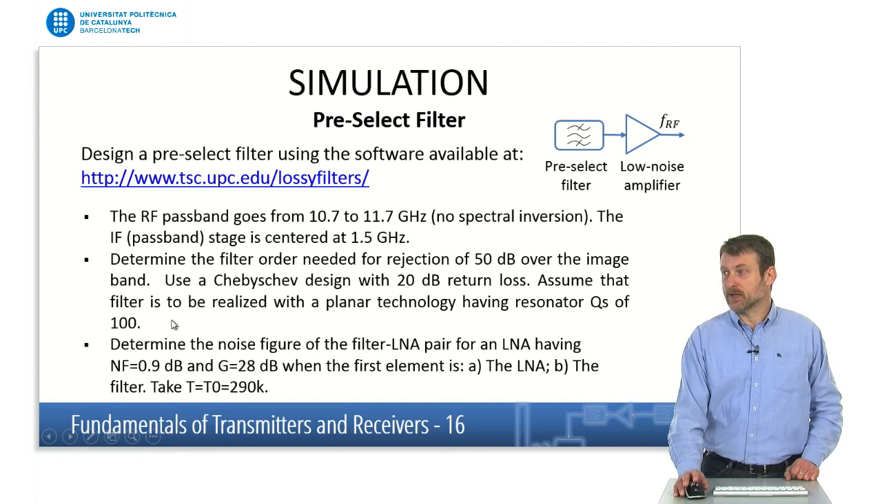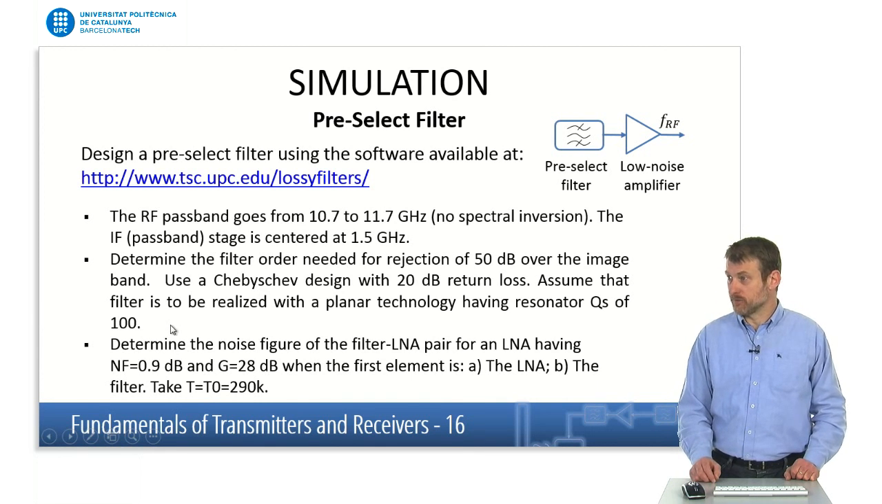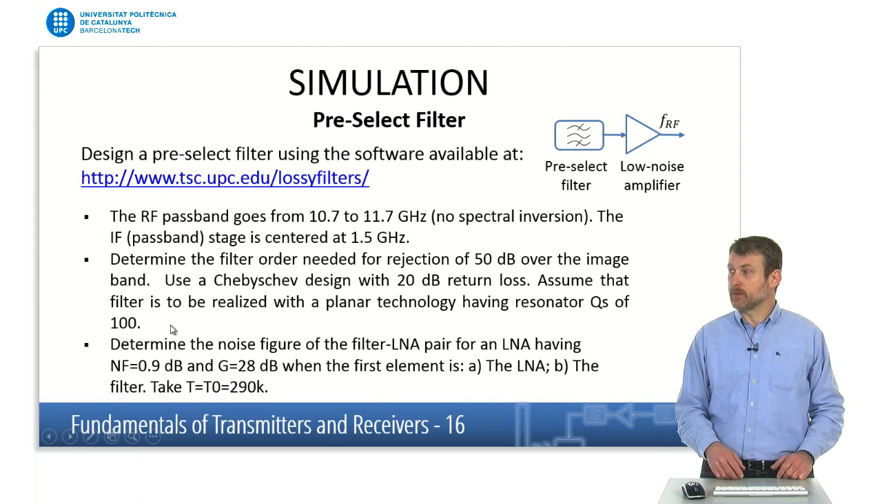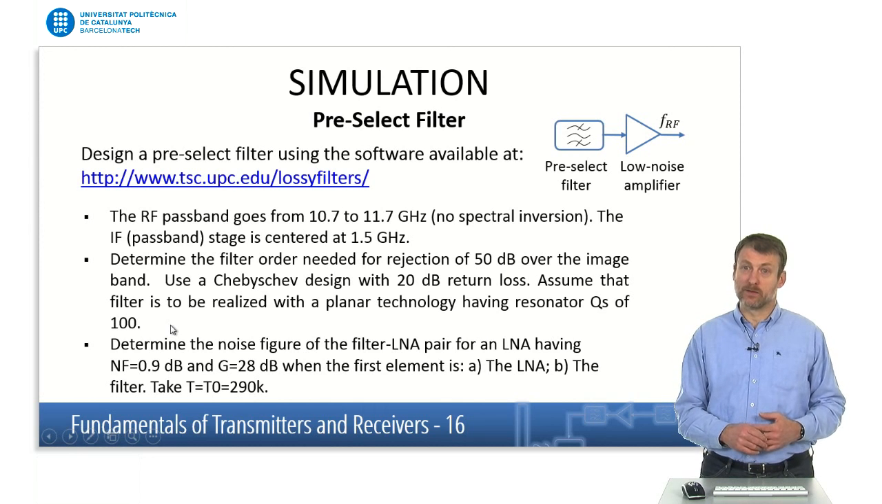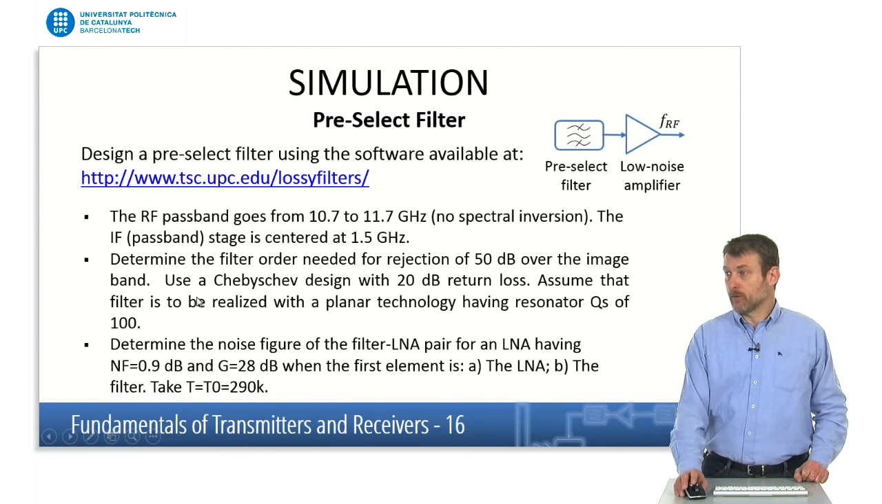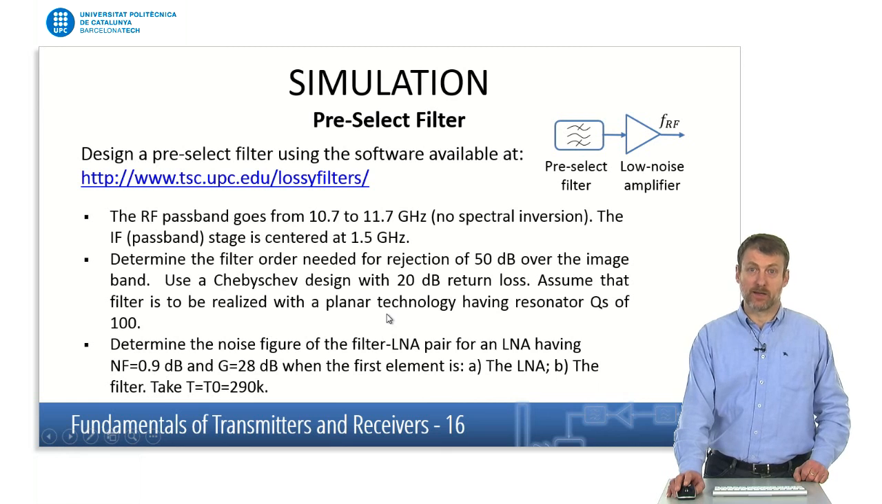Then we will determine the transfer function of this preselection filter to achieve a 50 dB image rejection. That means that the image band has to be attenuated 50 dB with respect to our desired passband. For this, we will use a Chebyshev design with 20 dB return loss, and we will assume that this filter has to be realized with a technology having resonators whose Q is 100.